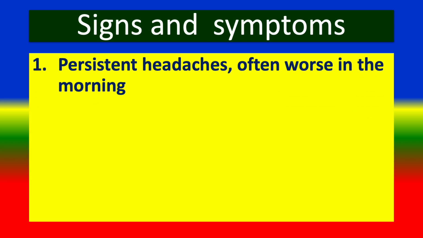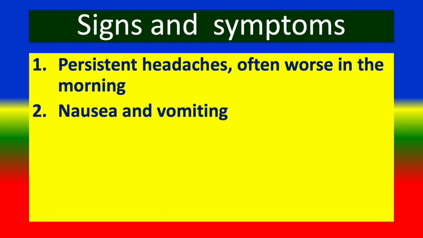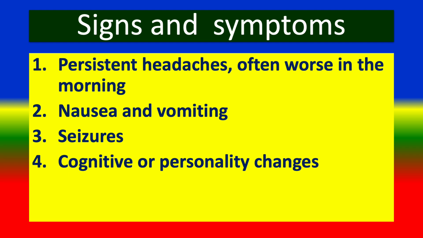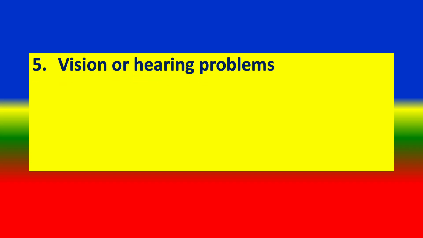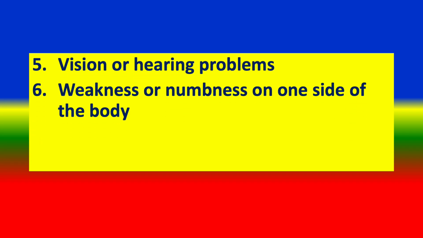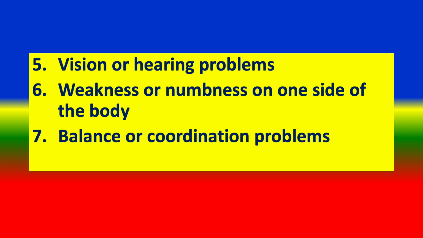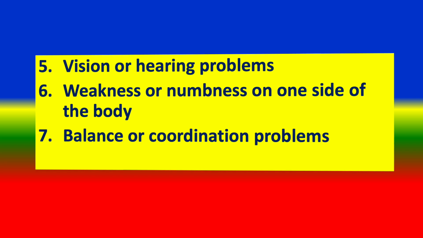Signs and symptoms. 1. Persistent headache, often worse in the morning. 2. Nausea and vomiting. 3. Seizures. 4. Cognitive or personality changes. 5. Vision or hearing problems. 6. Weakness or numbness on one side of the body. 7. Balance or coordination problems.